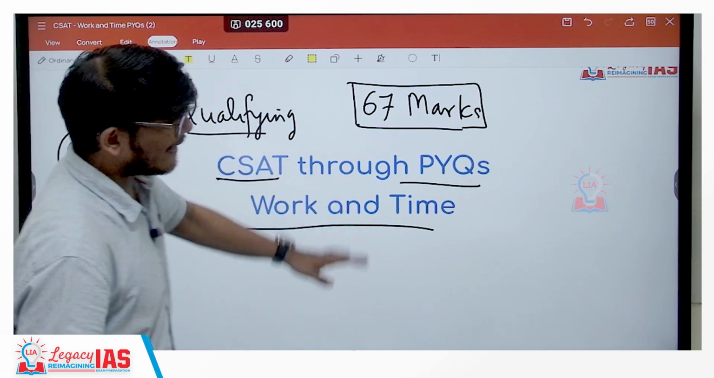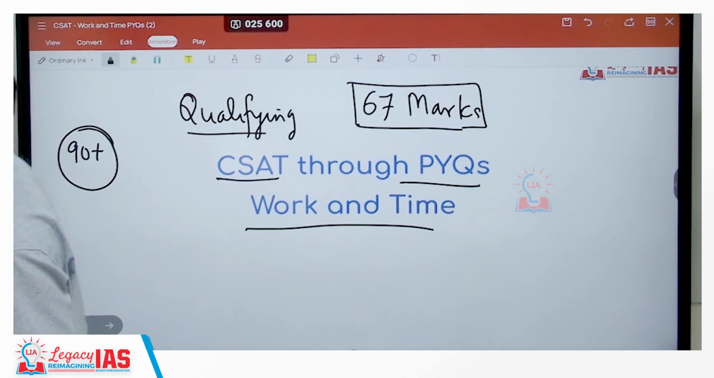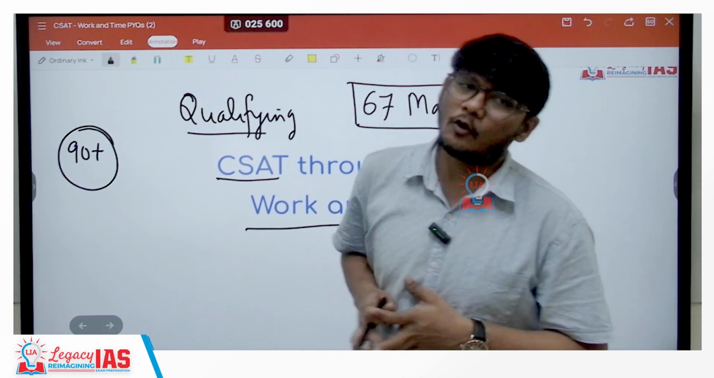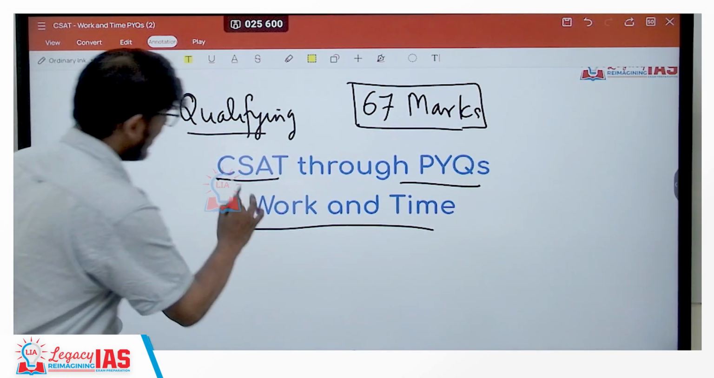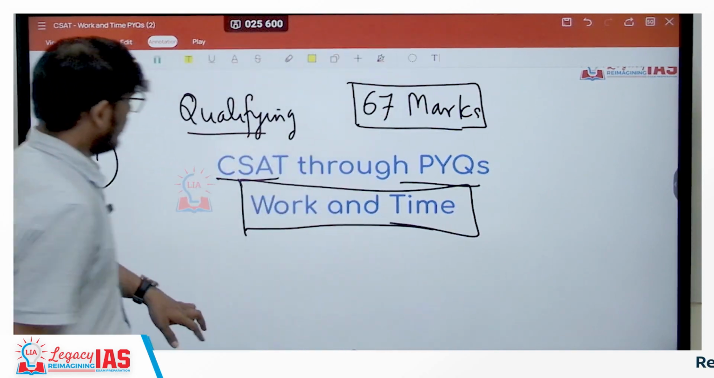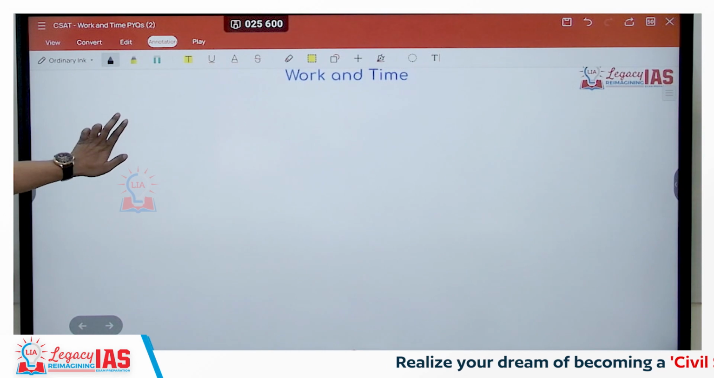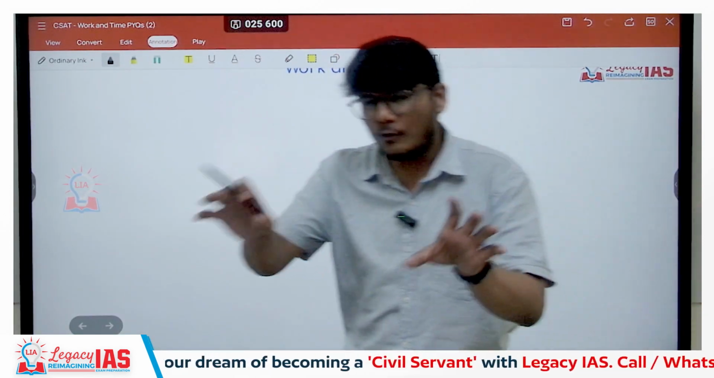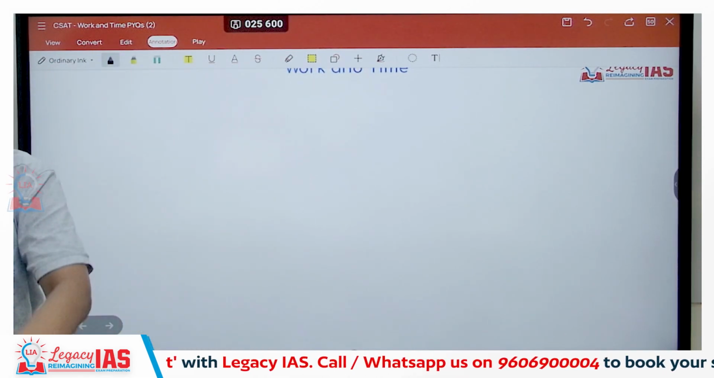Anyways, through the lectures, each and every topic and micro topic will be covered, but also the skill and the smartness to solve the papers will also be discussed. Okay, so let's get started with work and time. When it comes to work and time, there are a few basic things which you have to remember. Let's quickly look into that and then jump into the previous year questions on work and time.